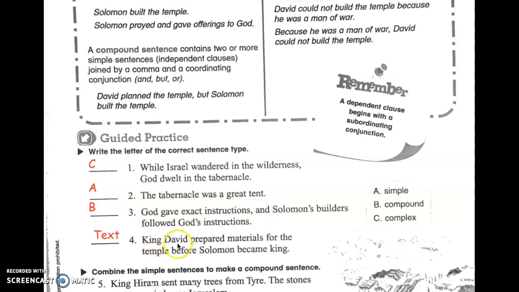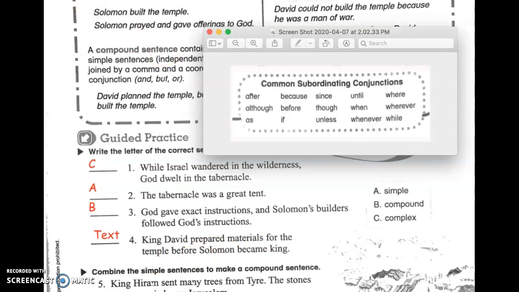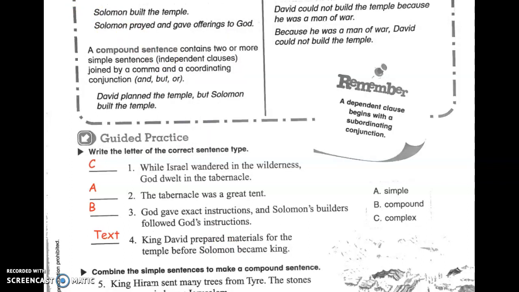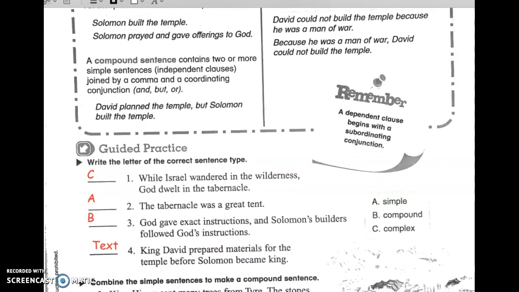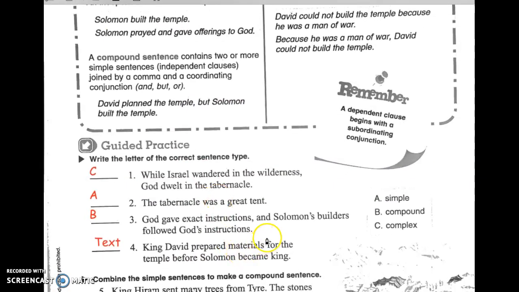Number 4: King David prepared materials for the temple before Solomon became king. Okay, let's break down this sentence for just a second. Let's find the prepositional phrase. Our prepositional phrase is for the temple. What is our first independent clause? King David prepared materials. Okay, let's look at the other clause.